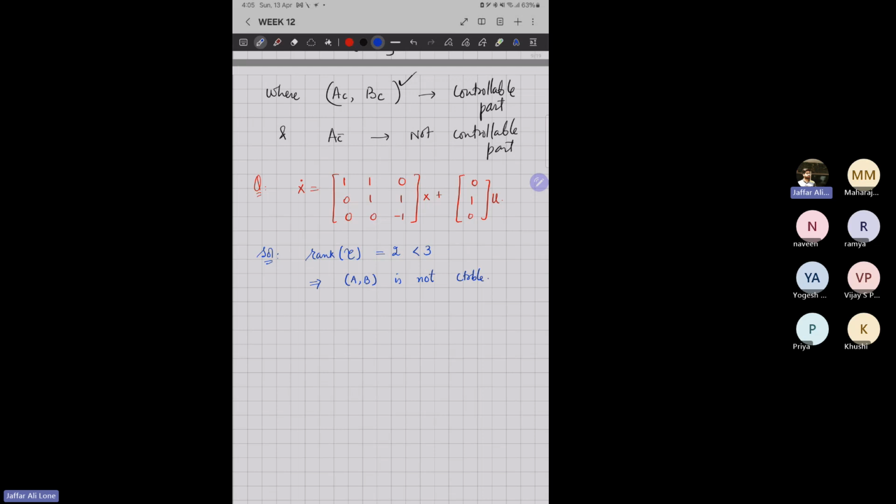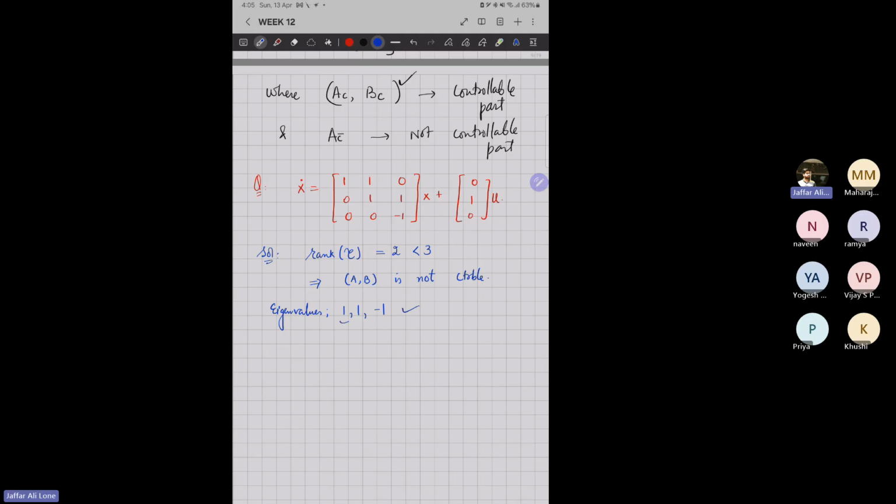Now, first of all, I told you that there are some questions where you're asked whether eigenvalues are controllable or not. So can you first find the eigenvalues? Cross verify these questions after this class, because otherwise it will be very difficult for you to understand. The eigenvalues for this matrix A are 1, 1, and minus 1. So there are 3 eigenvalues, 1, 1, and minus 1, right?